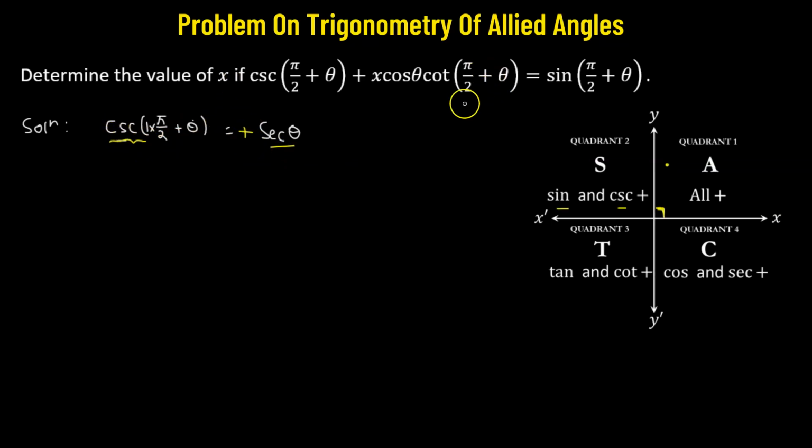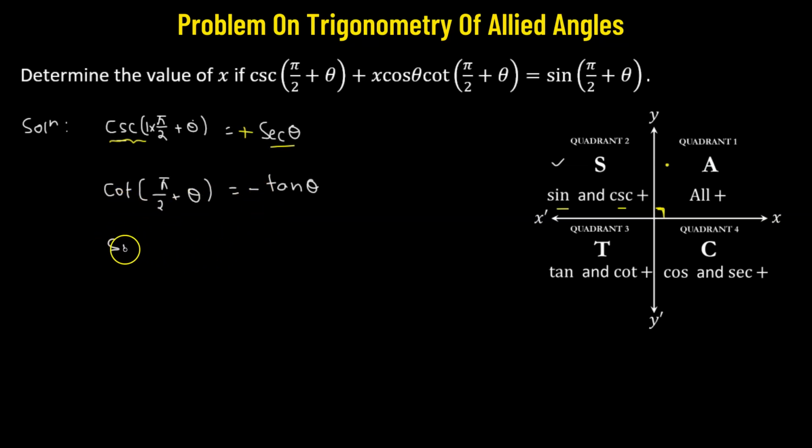Similarly, coming to the next ratio, we have cotangent of pi over 2 plus theta. Here also we have an odd multiple of pi over 2, so cotangent is going to transform into the tangent function and the angle is going to be theta. Pi over 2 plus theta means we are in the second quadrant where only sine and cosecant are positive. Everything else is going to be negative. So we are working with the cotangent function, and its value is going to be negative.